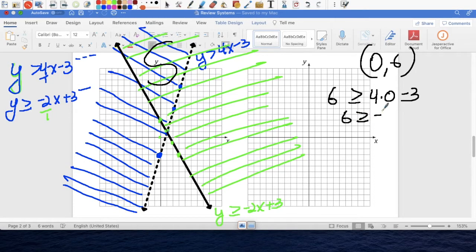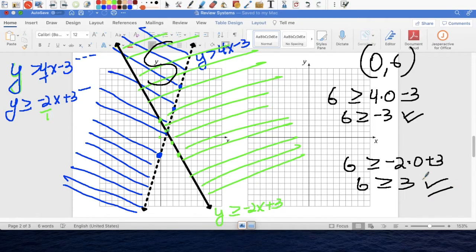6 is greater than -3. That's true. Let's take the second inequality. 6 is greater than or equal to -2 times 0 plus 3. 6 is greater than or equal to 3, and that's also true. Okay, and if you wanted to, pick more points in that solution area and play with it.